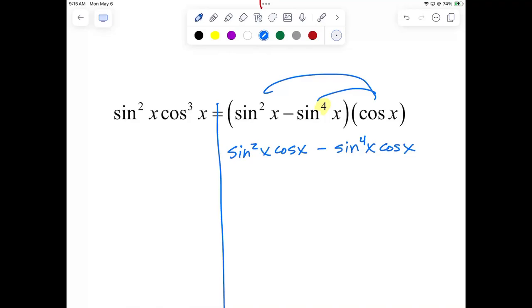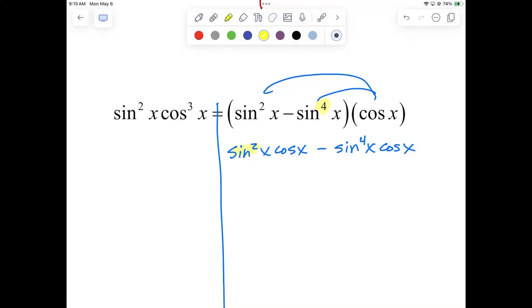Rhymes with Papa Pid. But I can't use Papa Pid yet. The only place I can use Papa Pid right now is I could replace that sine squared with 1 minus cosine squared. What could I do, though? I have 2 terms. Do we have anything in common?